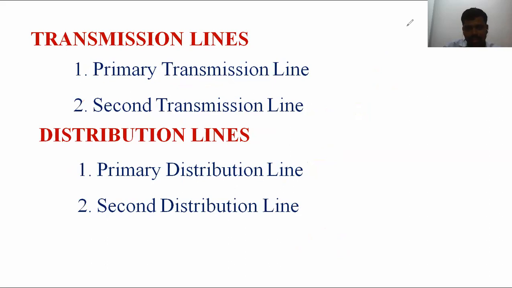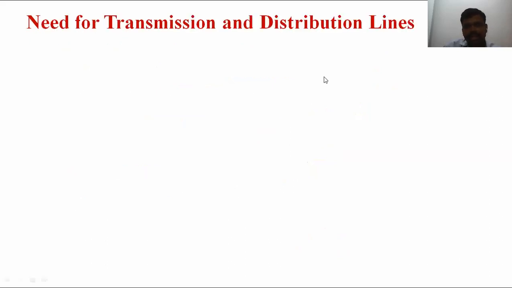This is the classification of transmission and distribution link. Now, the need for transmission and distribution link. What is the necessity of the transmission and distribution link? Without transmission and distribution lines, we can't transfer the electric energy from the generating station to the consumer premises, because the generating station is far away from the consumer.